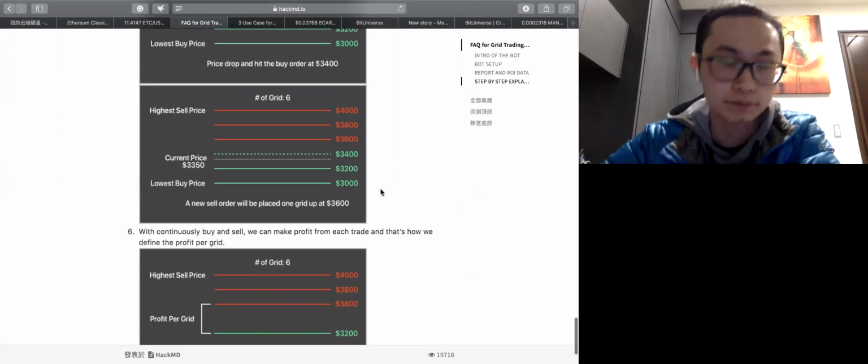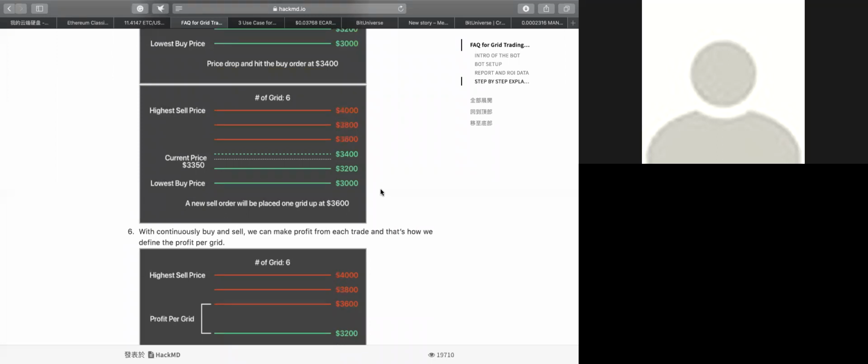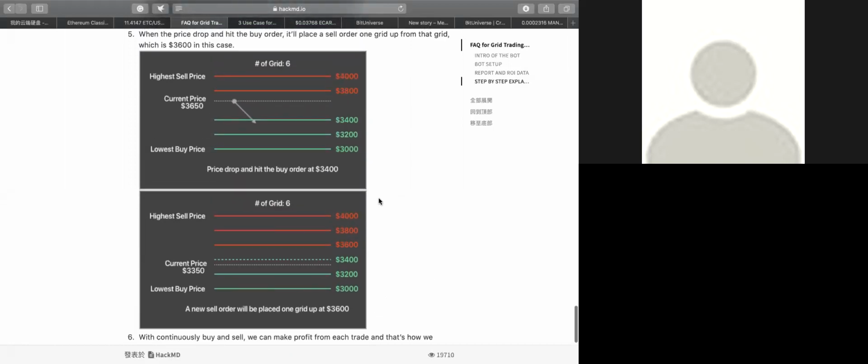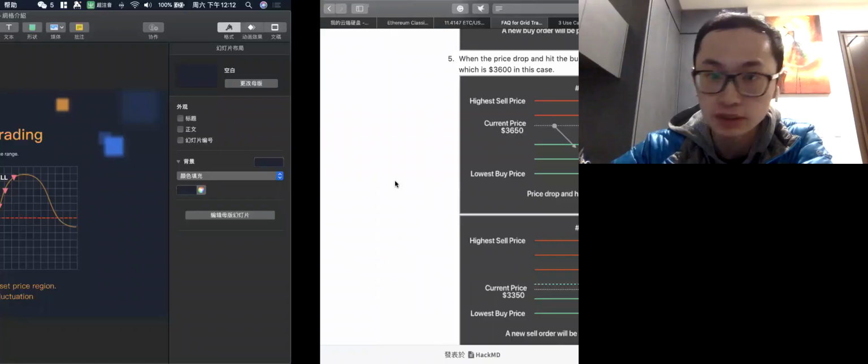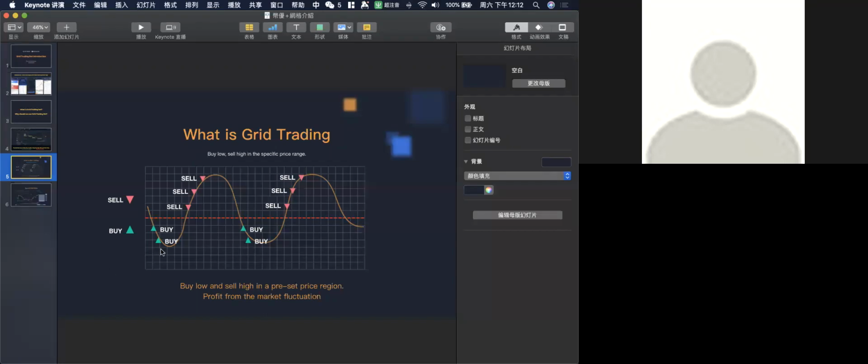So the principle of this grid trading is that we set a price range and the bot just swings in between this price range and makes a profit. When the price swings between every grid, the grid bot will buy or sell to make a profit. That's the principle of this bot. So it's not an indicator that predicts whether it will go up or down. It will just make profits from the swinging.